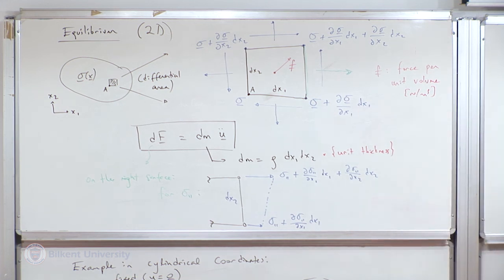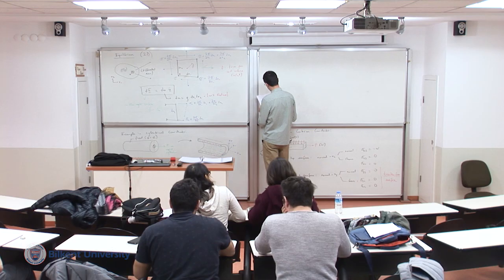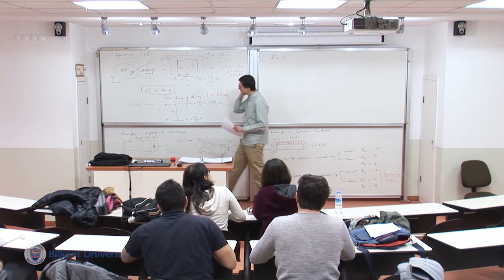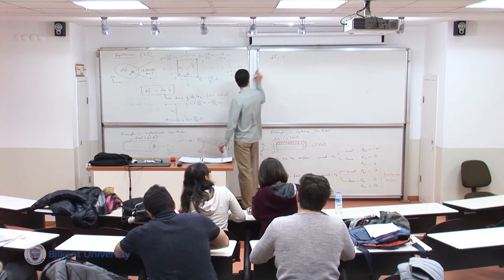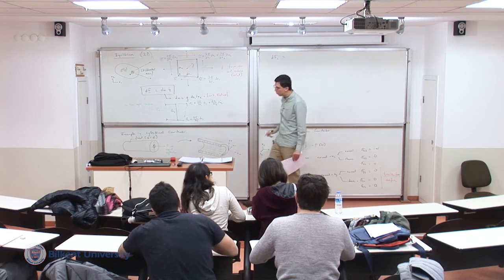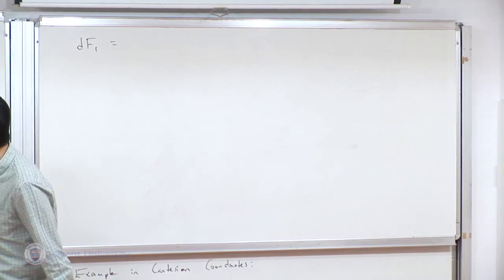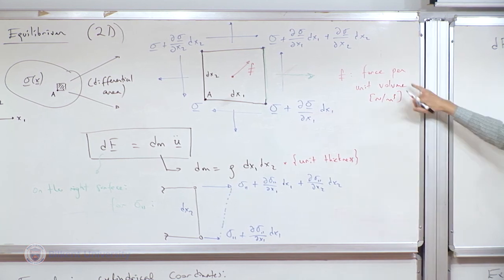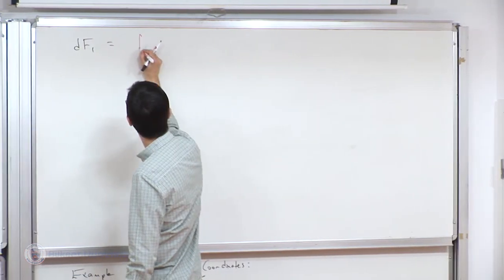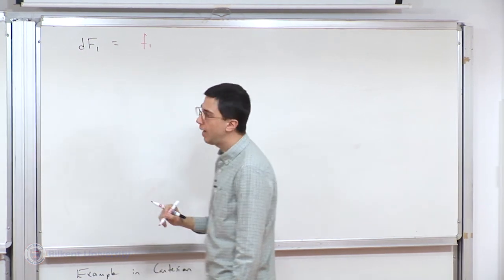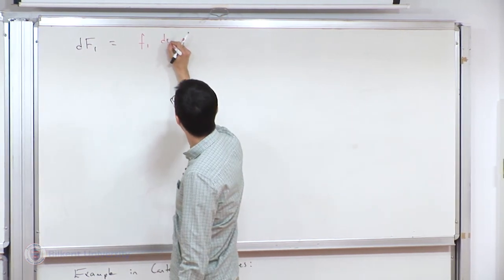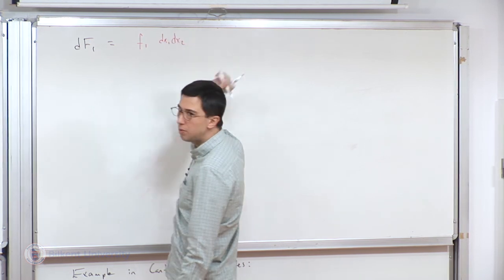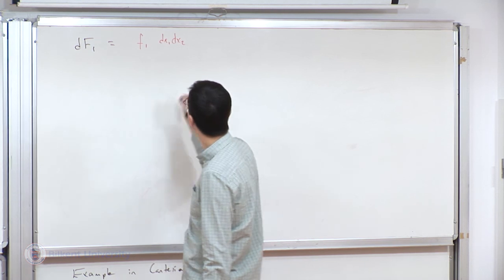All right, so let's do that explicitly. I'd like to write the net small force in the one direction, dF1. It has two parts. First, there is, of course, the force due to this volumetric contribution. So force per unit volume in the one direction is F1. And the volume is dx1 times dx2 times unit thickness. Again, I'm not writing the unit thickness.